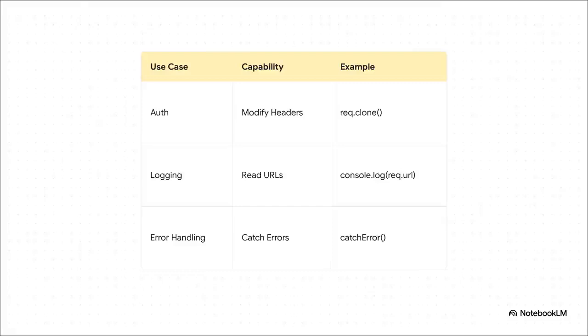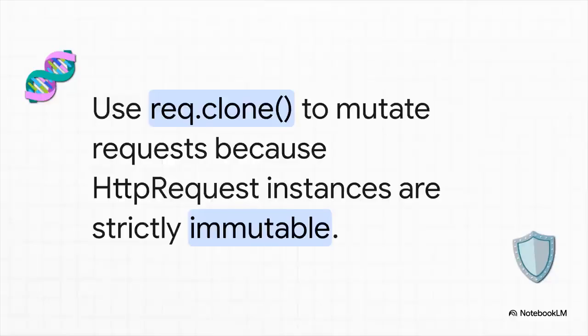Here's a practical cheat sheet mapping those real-world use cases to specific Angular interceptor capabilities. For authentication, we modify headers. For logging, we simply read the request URL. And for error handling, we can tap into the catch error RxJS operator to handle network drops or 500-level server errors gracefully, maybe showing a global snack bar alert so the user isn't just left in the dark wondering what went wrong.